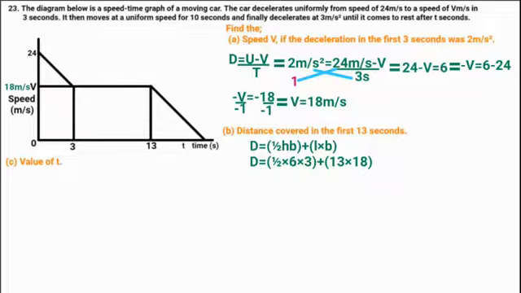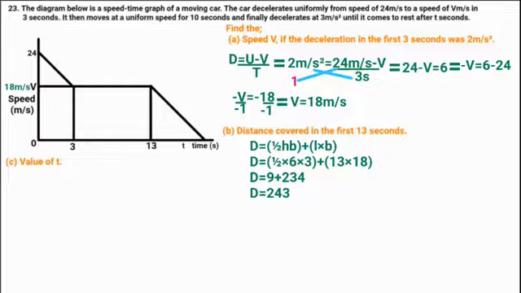Now then I'm going to write d is equal to 9, because 1 over 2 times 6 will give us 3. 3 times 3 will give us 9. Then we say 13 times 18 will give us 234. When you find the sum of 9 and 234, you find that the distance is equal to 243. So 243 is the distance the vehicle covered in 13 seconds.